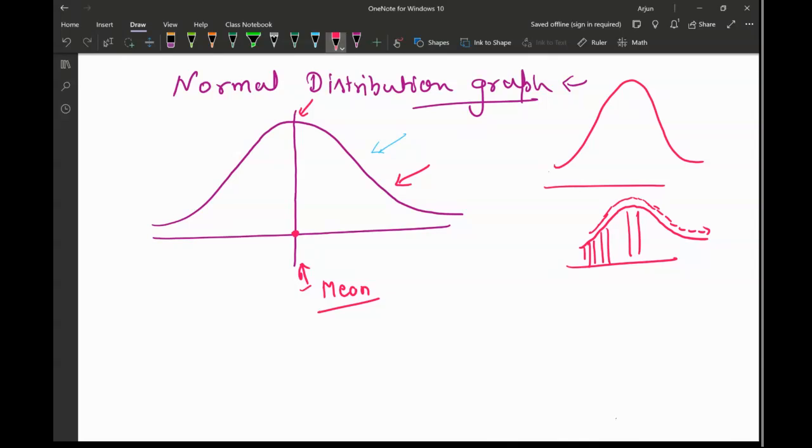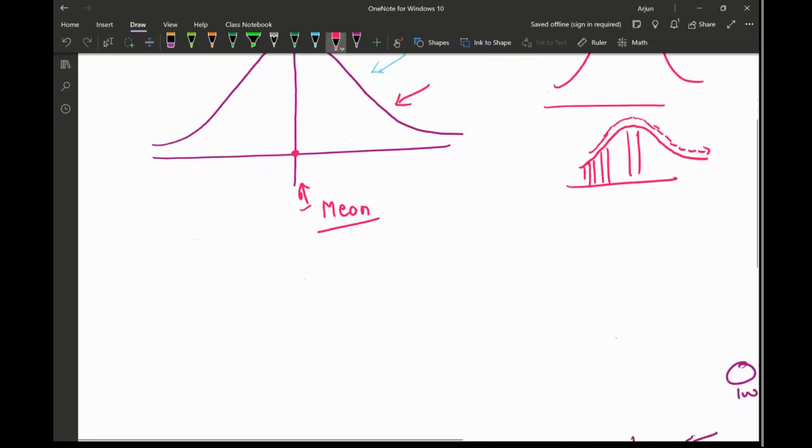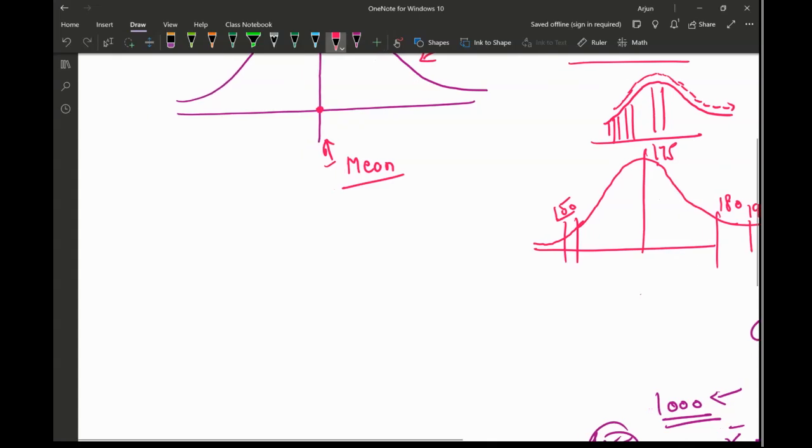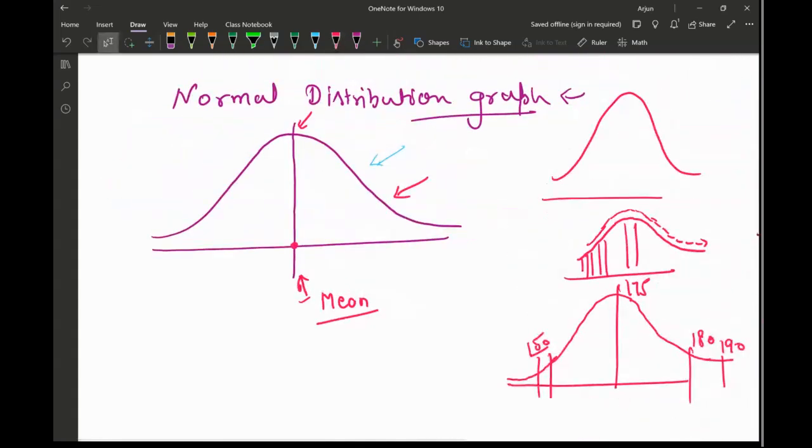Another example can be the height of the people. The average height of a person is certain, let's say 175 centimeters, and there are some percent of people who are above 180, then fewer people above 190, and very few people who have height less than 150 centimeters. So height is another example. Your scores can be taken into consideration under the bell-shaped curve. How the students perform in a classroom can also be put under the bell-shaped curve. So these were some of the prime examples of a bell-shaped curve.